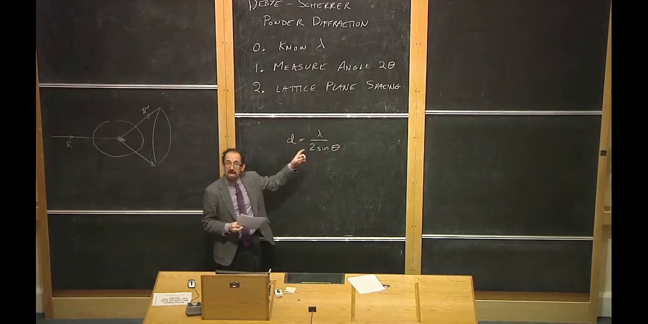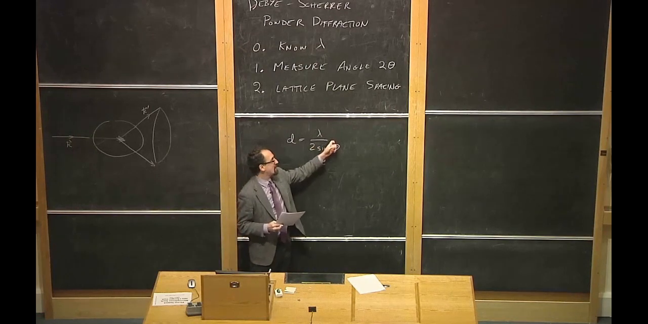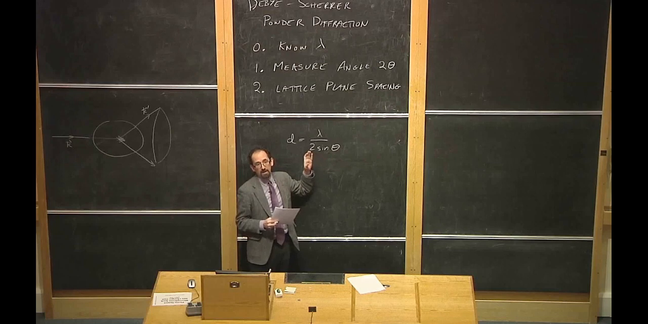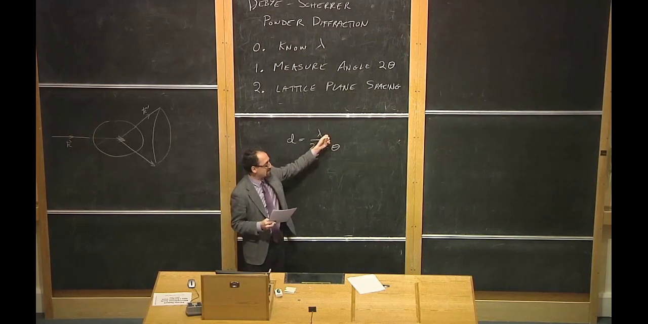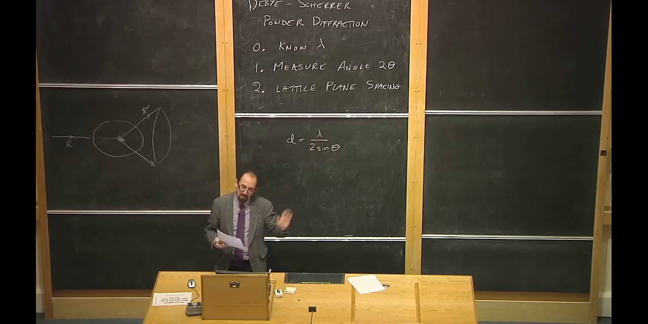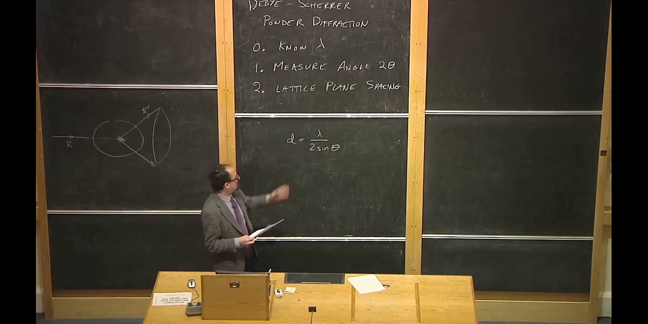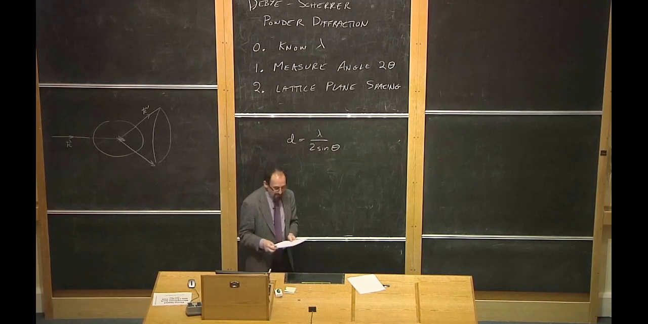Now, you might think it should be n lambda over 2 sine theta, but in fact, you don't need the n up here because the higher values of n will correspond to different thetas that you will also measure. So you'll just be overcounting if you put an n upstairs. So you just need to keep lambda over 2 sine theta. Each angle corresponds to one lattice plane spacing. Okay? All right. So step three.